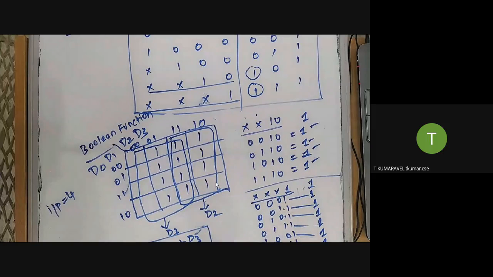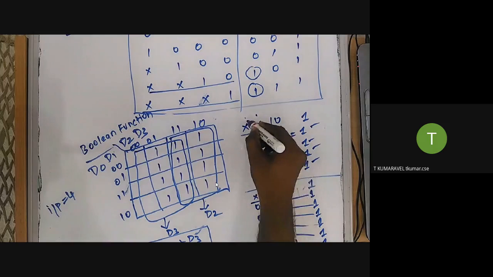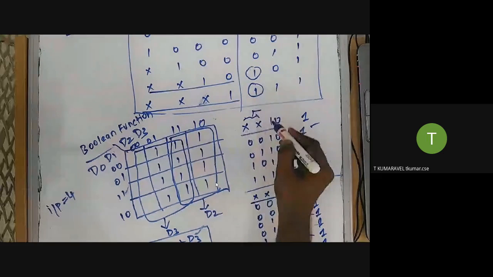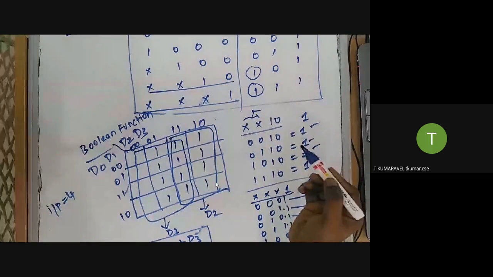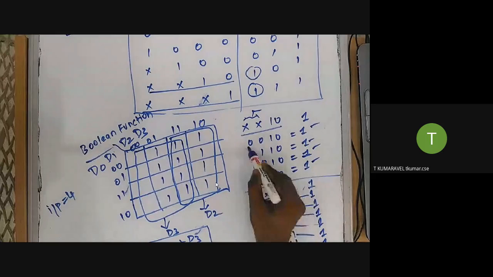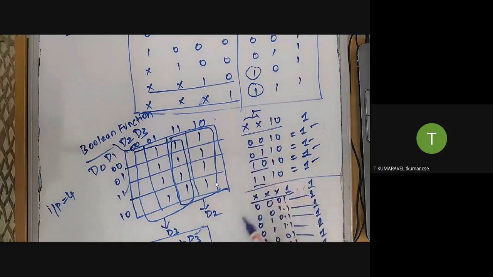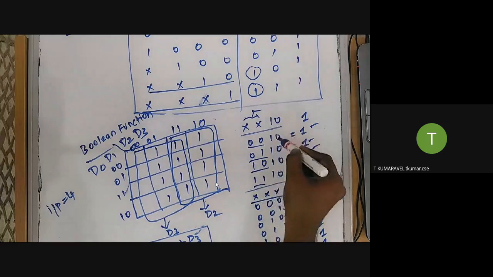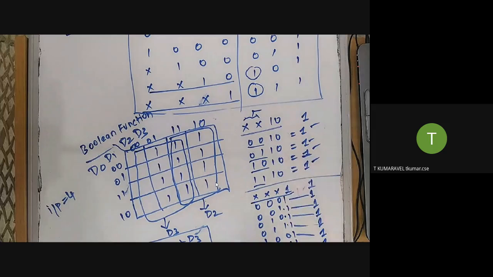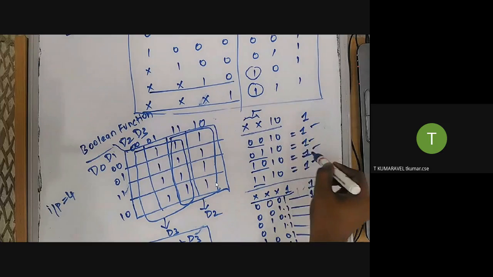The don't care condition may be 0, I don't know what it is. So what I do is, since two don't care variables are available, how many input combinations are there? 00, 01, 10, 11. The rest of the places I put as they are. This means these are the places where the output value equals 1.